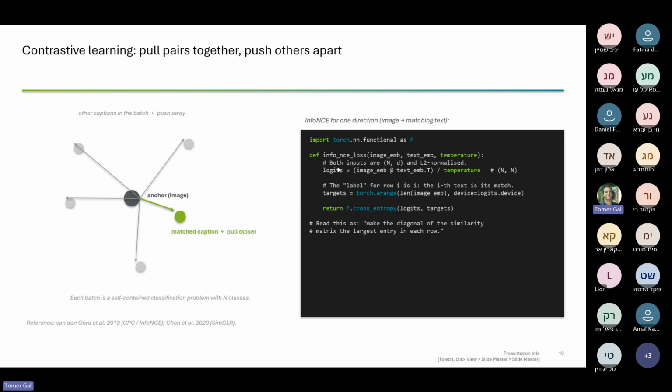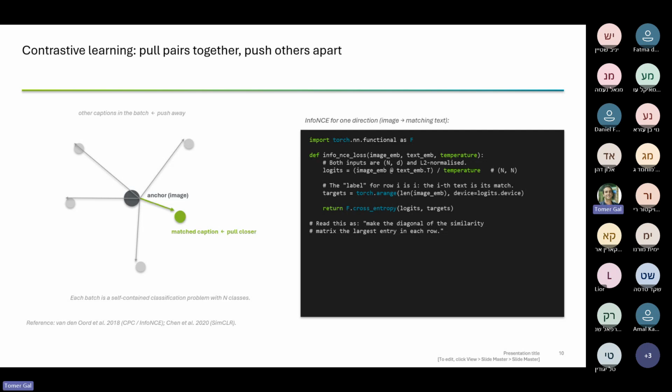So we have the logits calculations, and if the inputs are already normalized, we just do the dot product, right? This is what we saw before. In step 1, you compute the similarity matrix between the n image embeddings and the n text embeddings in the batch. You divide this by the temperature.